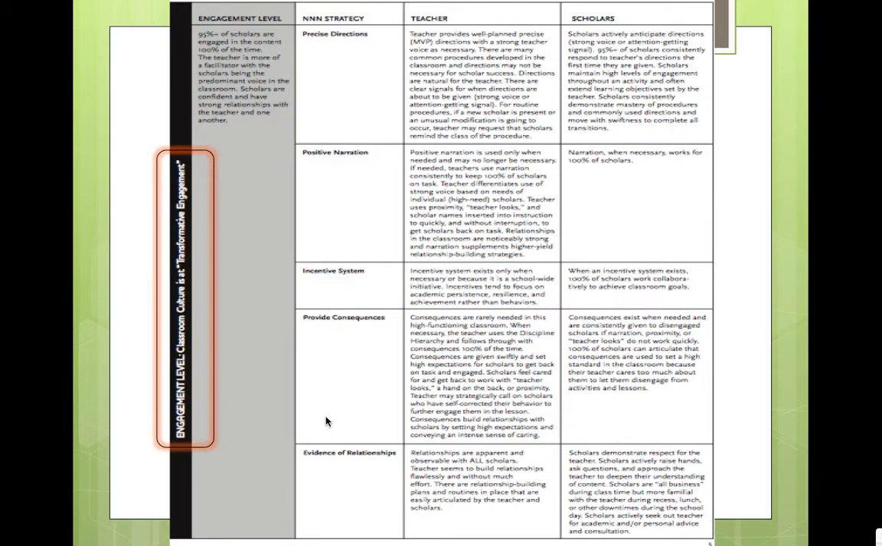Last and most importantly is the 5th of the 5 categories, which is transformative engagement. Please pause the video to review the descriptor for the engagement level, the teacher's use of the No-Nonsense Nurture strategies, and the scholar's response to teacher's use of the No-Nonsense Nurture strategies.